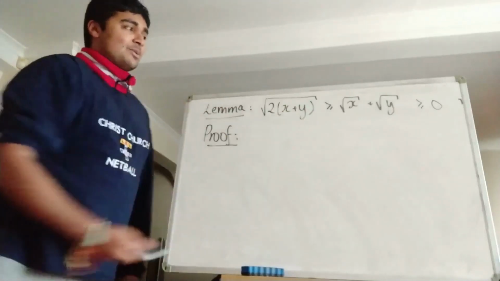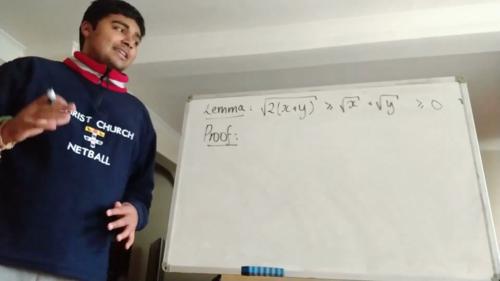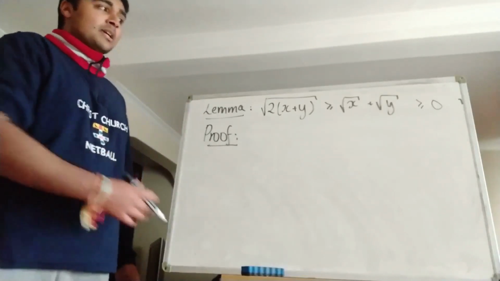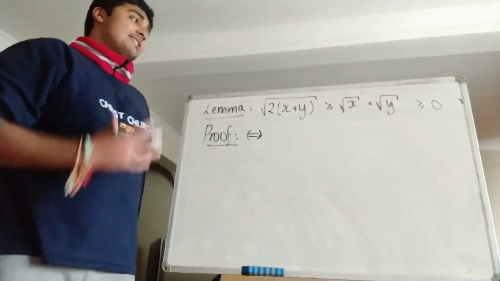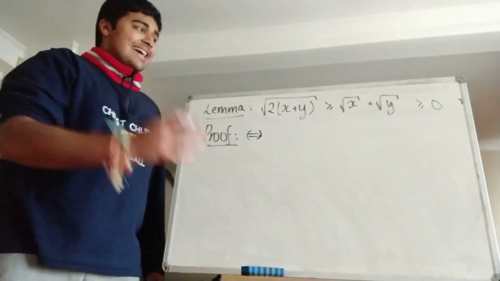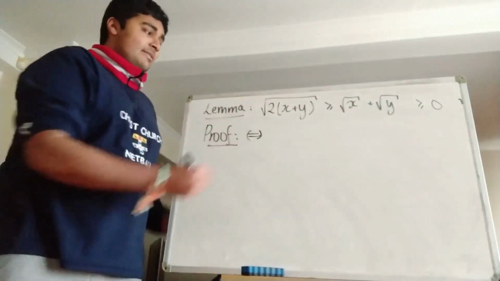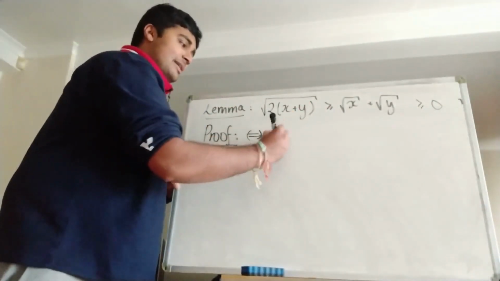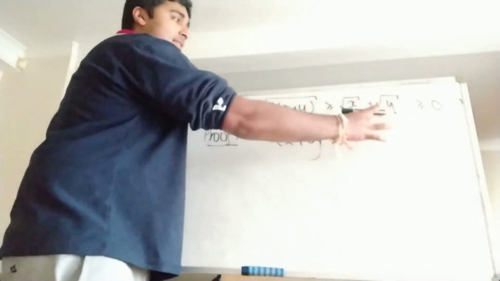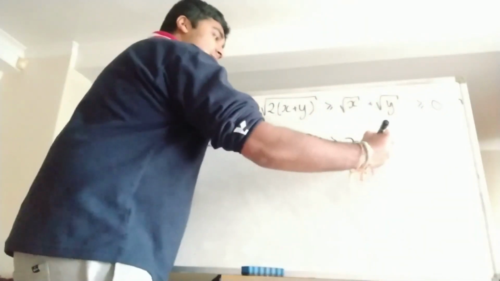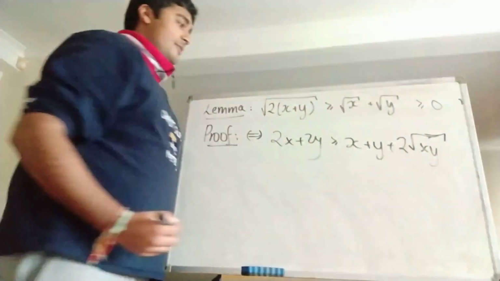Anyway, let's prove this inequality here, and it's actually quite straightforward, just essentially from the arithmetic mean, geometric mean inequality. But let's do it explicitly. Notice that this inequality here is true if and only if I just square both sides and the inequality holds true. And notice that I can square both sides and not change the sign of this inequality because everything is non-negative. So this inequality is true if and only if 2 times x plus y, which is just 2x plus 2y, is bigger than or equal to the square of this thing here, which is just x plus y plus 2 lots of the square root of xy, like so.